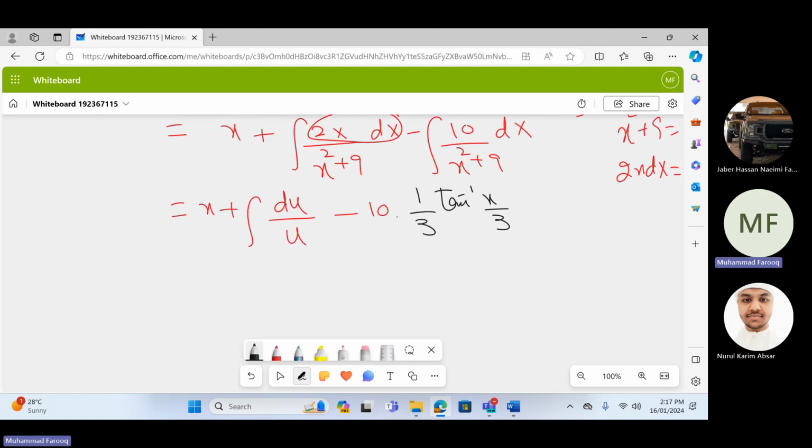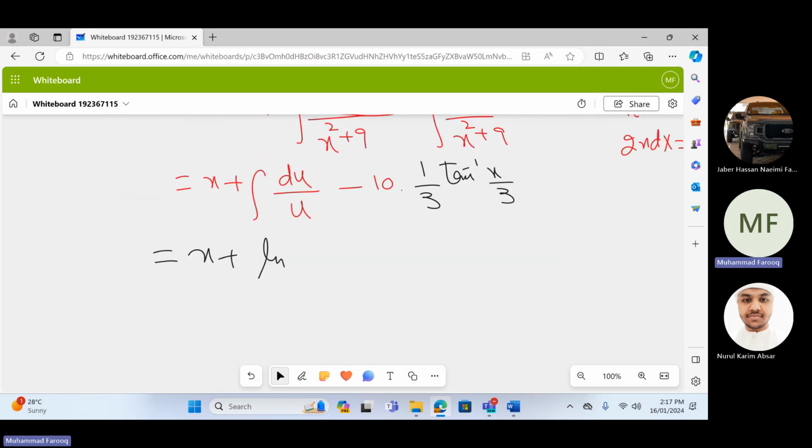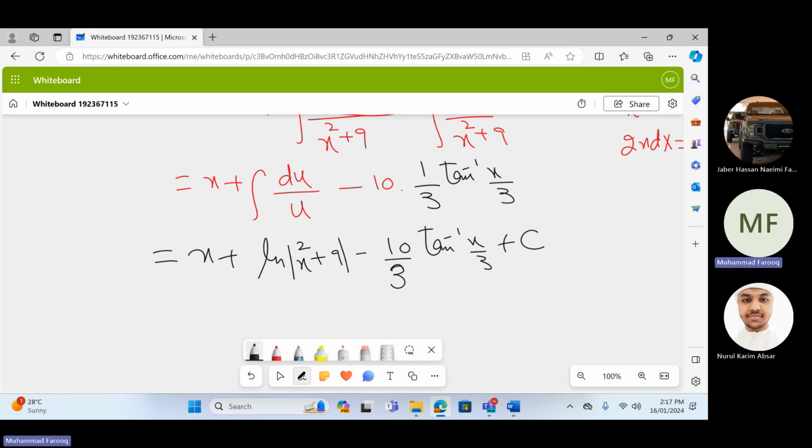Make this one also. So this is x plus du by u, how much? Then ln, and u is which value? u is x squared plus 9. Yes, so ln absolute value of x squared plus 9, minus 10 over 3 tangent inverse x over 3, and plus c. I hope you understand. This question may come in the exam. Means I'm just giving you the idea.